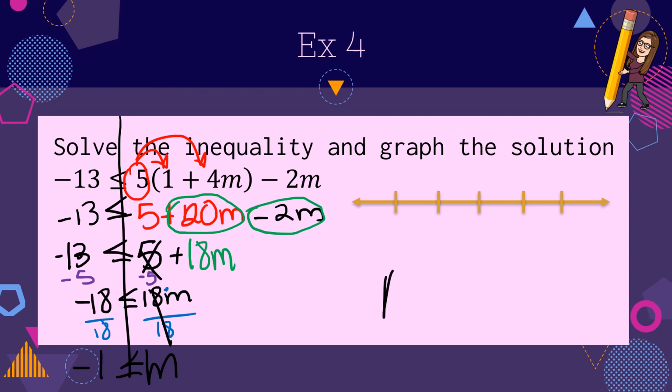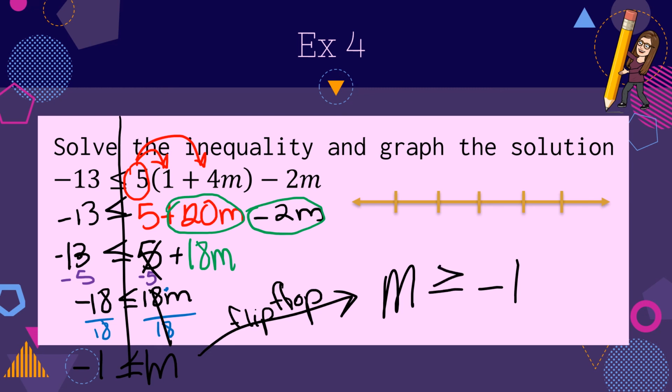Now my request is we're going to flip-flop the entire answer, meaning I'm writing it another way. If I was pointing to the 1, I stay pointing to the 1. These have the same meaning, right? We're just writing it another way, and we write it another way so it helps me graph. Because now if I look at the graph, a closed dot goes on negative 1, and we're greater than, so we're going to go to the right.